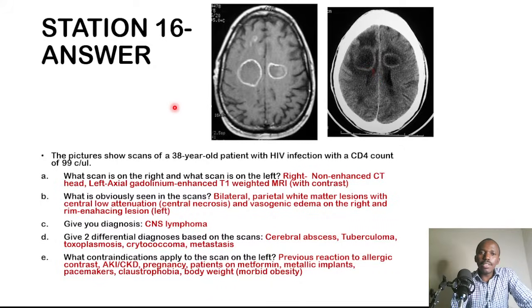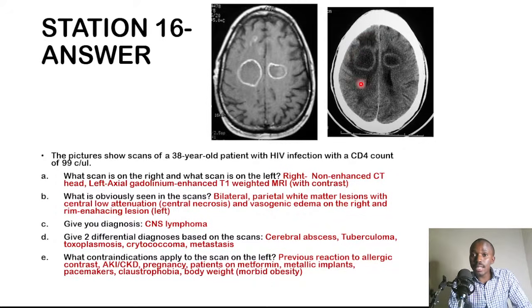On our left here is your axial gadolinium enhanced T1 weighted MRI. If you want, you can just say MRI with contrast, and this one CT without contrast, and you still get the same marks. Then obviously what we're going to be seeing is a bilateral lesion in the parietal lobes, the parietal white matter. This is going to have a central area of attenuation, meaning that this central area that's looking dark here is pretty much where the central necrosis is happening.